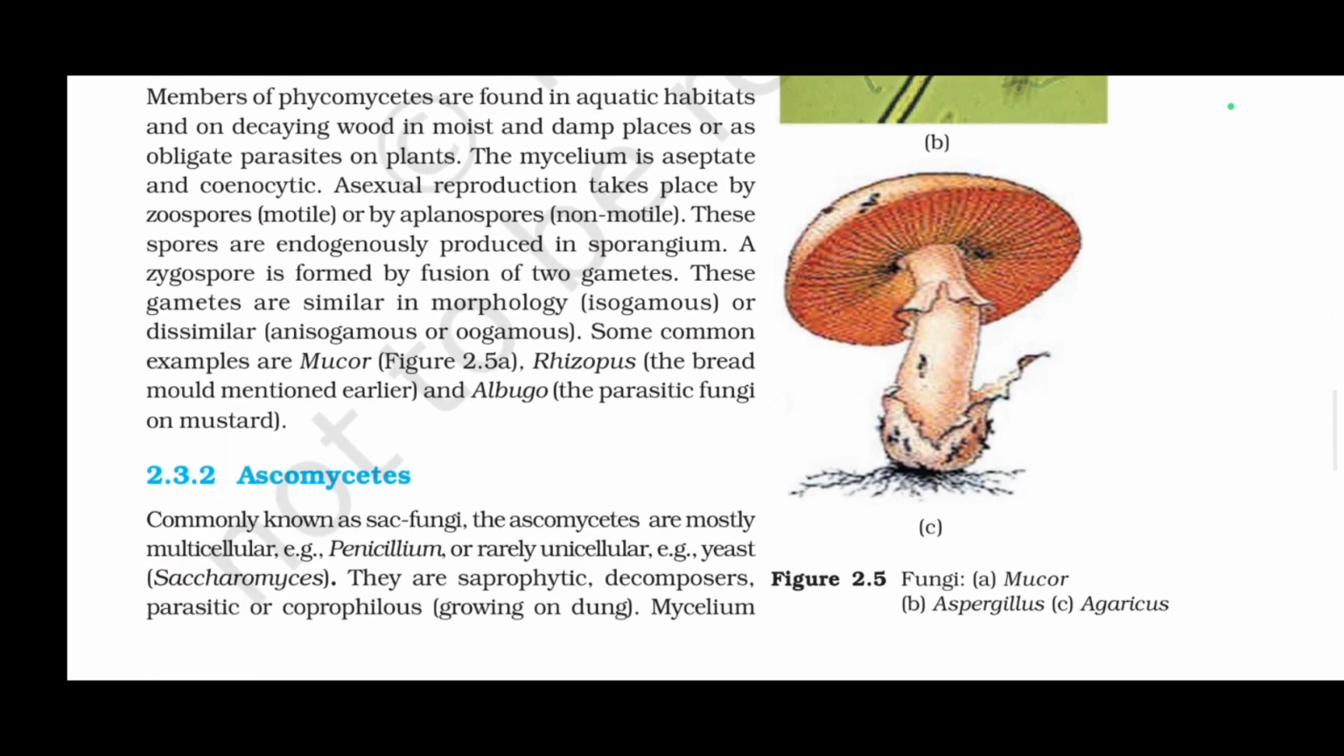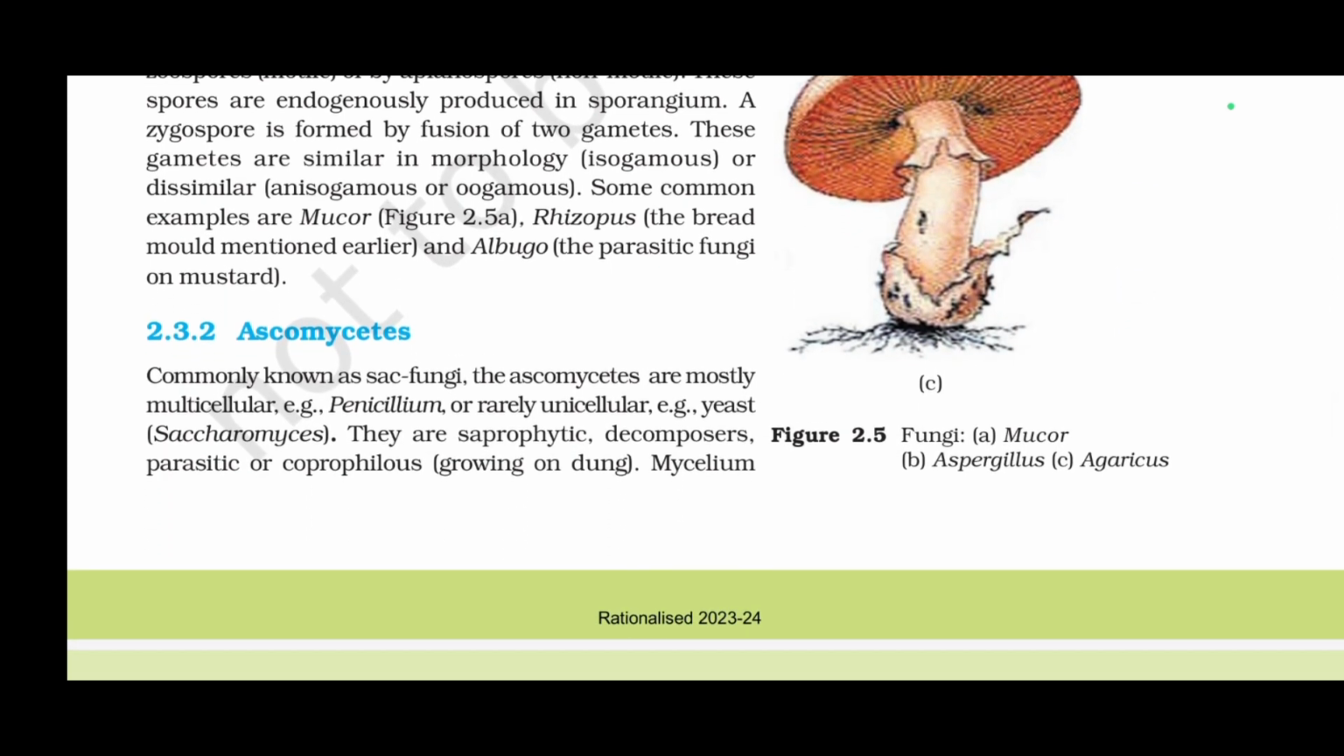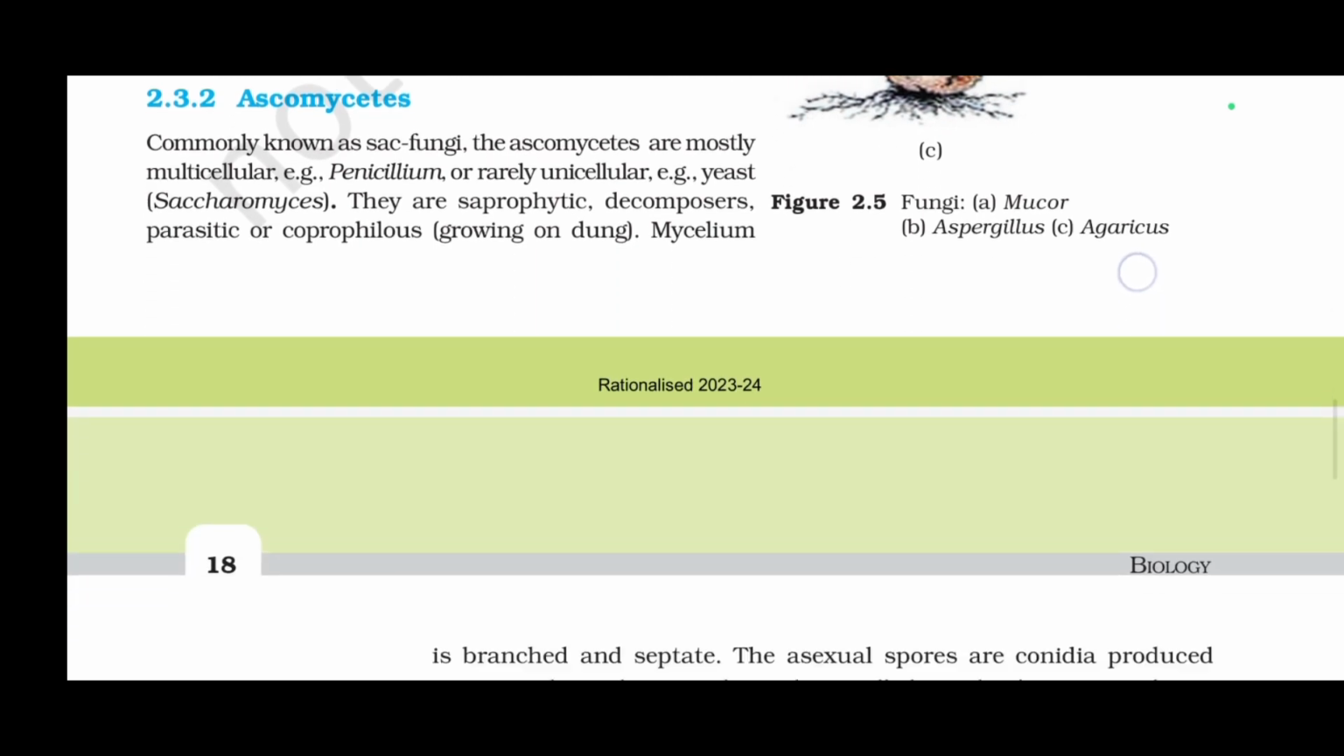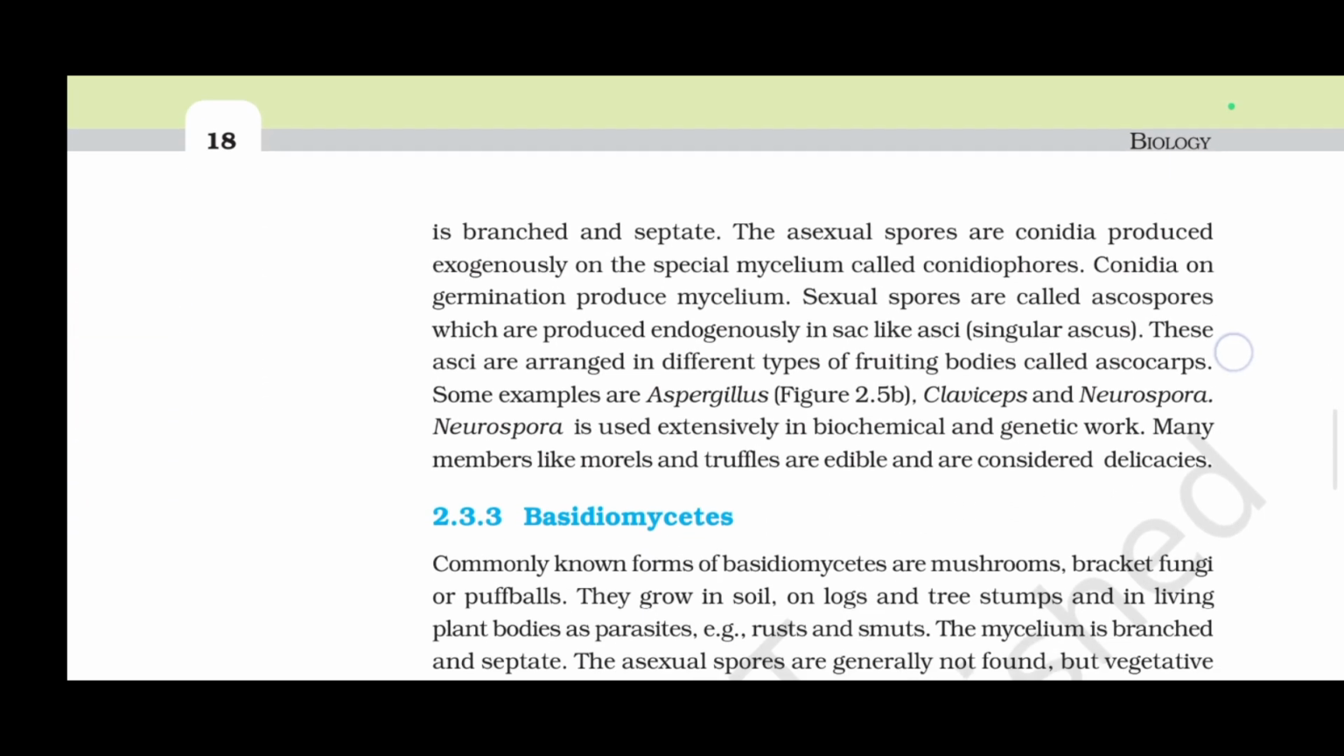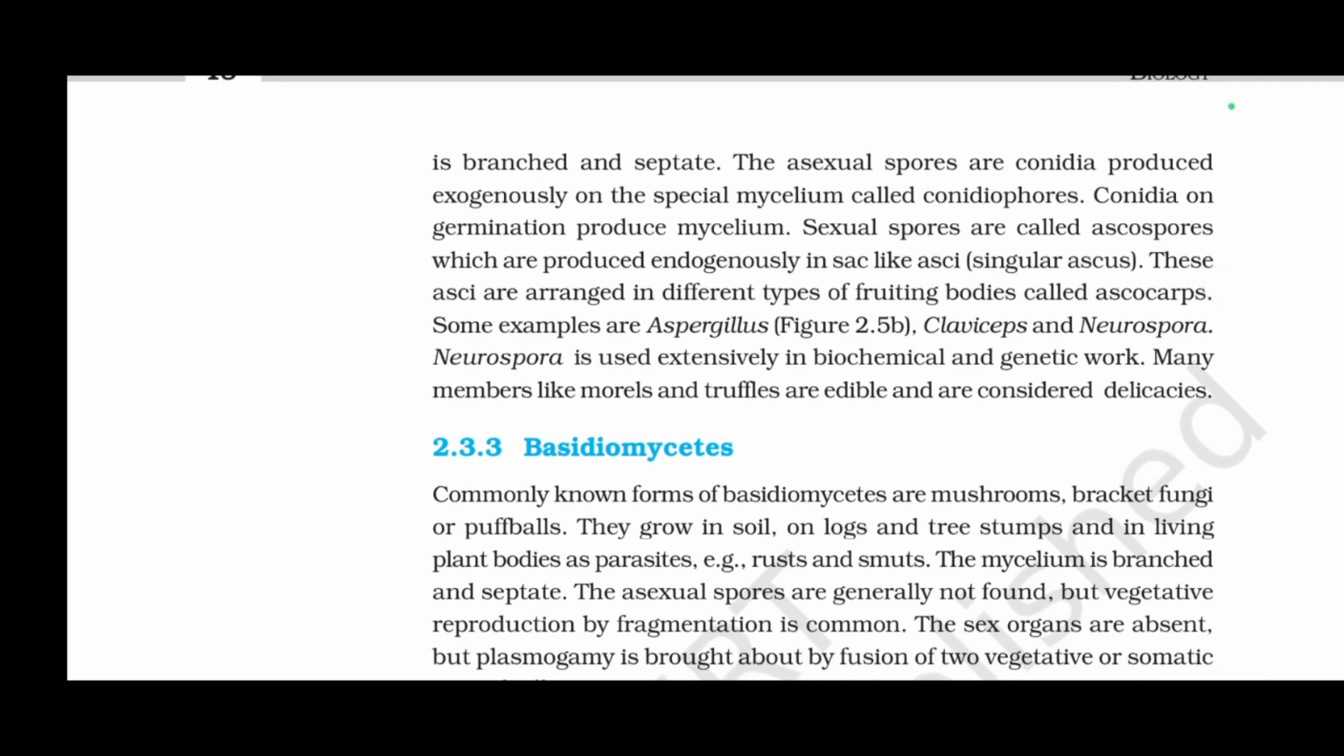Now 2.3.2: Ascomycetes, commonly known as sac fungi. The ascomycetes are mostly multicellular, like Penicillium, or rarely unicellular, like yeast or Saccharomyces. They are saprophytic, decomposers, parasitic, or coprophilous, meaning growing on dung. Mycelium is branched and septate. The asexual spores are conidia, produced exogenously on special mycelium called conidiophores. Conidia on germination produce mycelium.